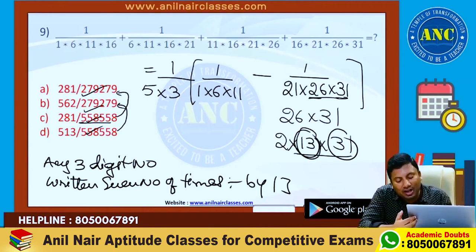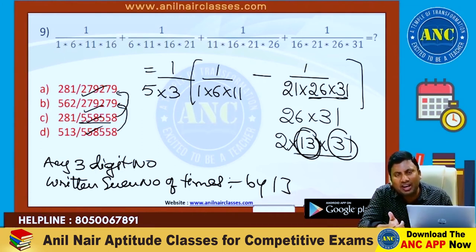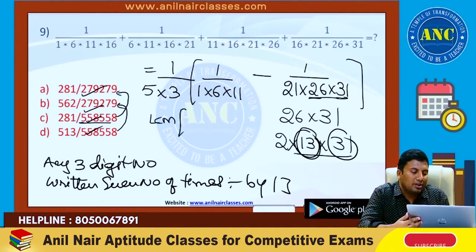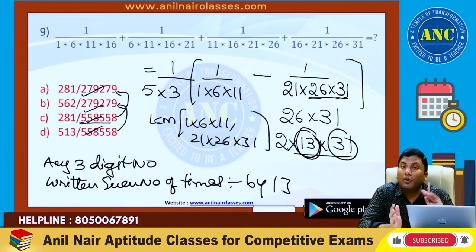Even if I know the divisibility rule of 13, I will also discuss in my prime numbers class what is the divisibility rule of 31, 41, 71 and so on. So the best way to solve it is you use the LCM of 1 × 6 × 11 and 21 × 26 × 31 concept. I hope it is clear.